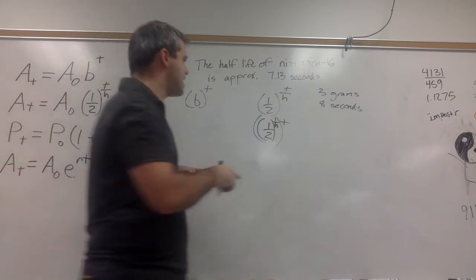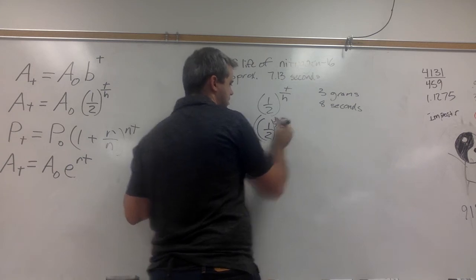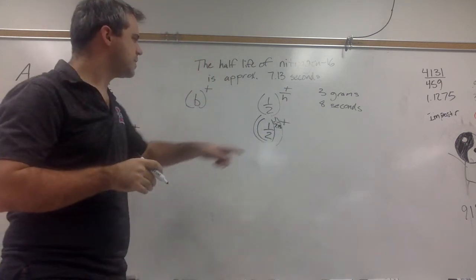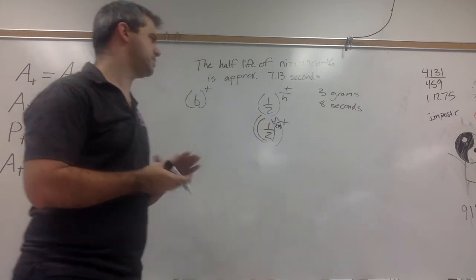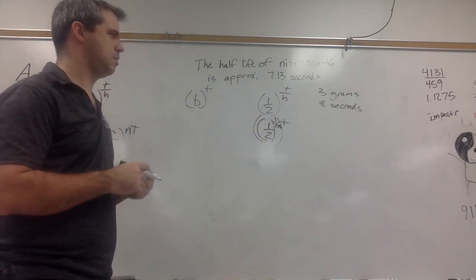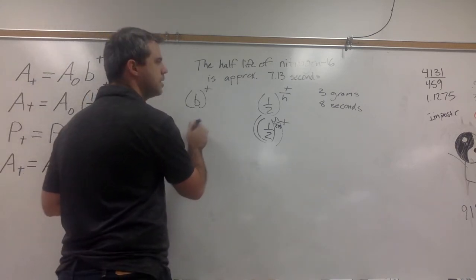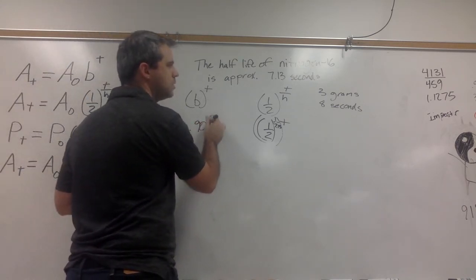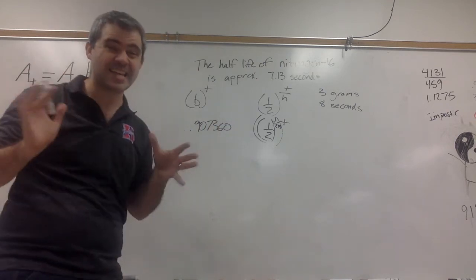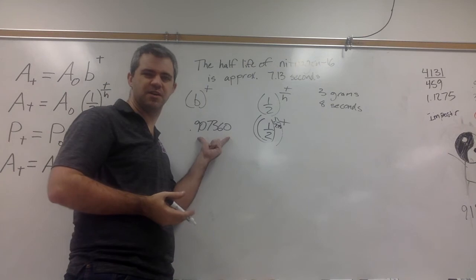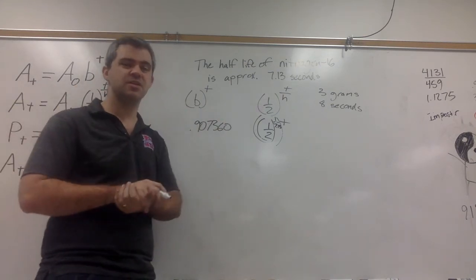Okay? And this H, we already found, this is 7.13. So I'm going to take 1/2 to the 1 over 7.13 power. And this is going to get me, I calculated this earlier, 0.907360. It wants us to go to 6 decimal places because your precision here is a lot more important because exponential growth is really sensitive to what your base is.